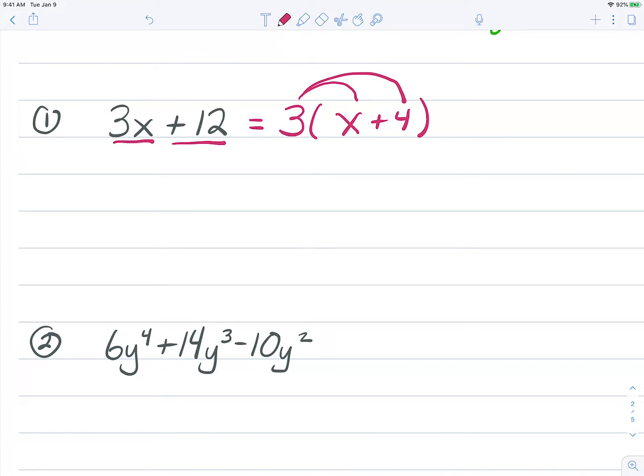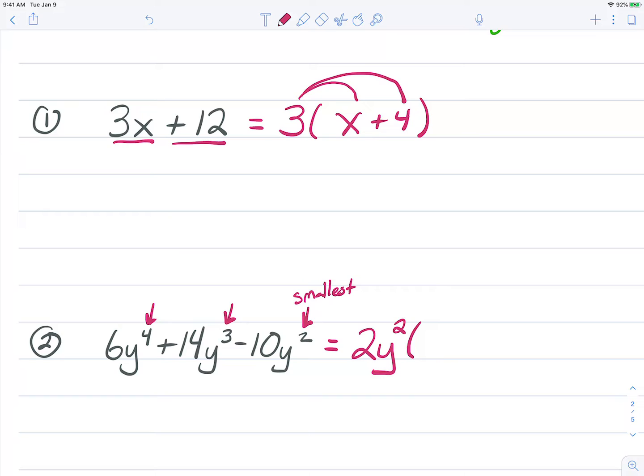So let's try another one. 6y to the fourth plus 14y to the third minus 10y to the second. So first, if we just look at the coefficients of 6, 14, and 10, we have to find the largest number we can divide all three of them by, and that's just a 2. Then we say, do they all have a variable in common? Yes, they all have a y. So it's going to be a y, and if you look at the exponents, the smallest exponent is a 2. And when we start doing our distributing, I'll explain again why it has to be the smallest. So we're looking for the smallest exponent on that common variable.